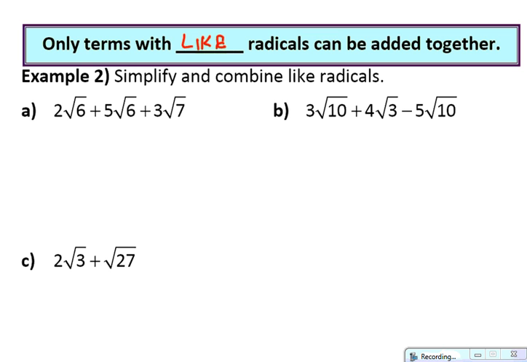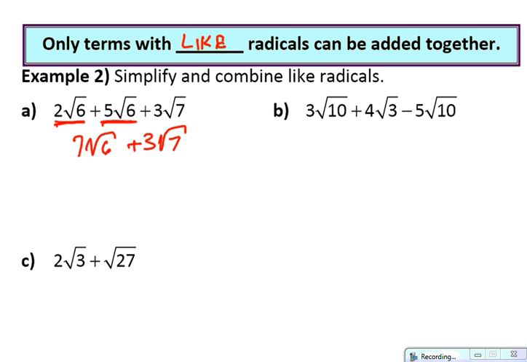I have 2 radical 6's plus 5 radical 6's. So radical 6, those are like terms. So all in all, I have 7 radical 6's. 2 plus 5 is 7. Radical 7 over here is different, so it won't combine with my radical 6's. So my answer is 7 radical 6 plus 3 radical 7.